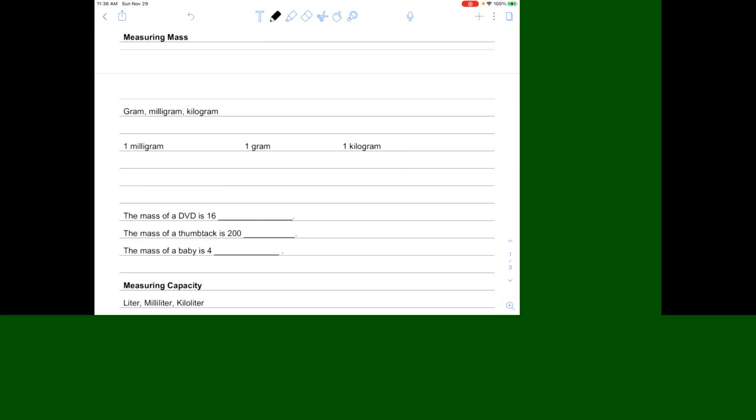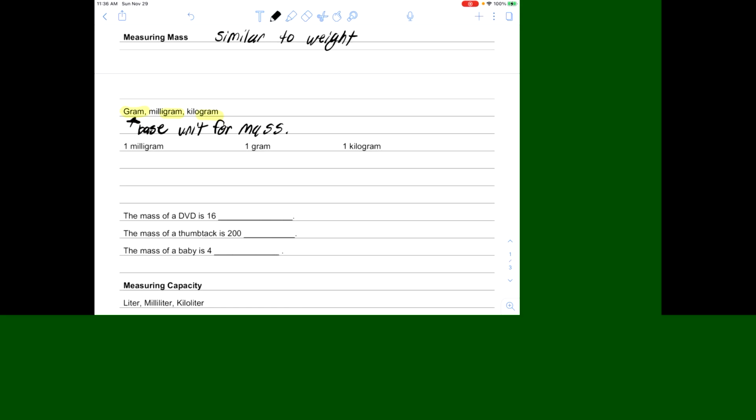Measuring mass. Mass, as we had in our definition, is very similar to weight. It's how much matter is included in the object. So to measure mass, we use the gram, the milligram, and the kilogram. As you can tell, each one of these words includes the word gram in it. So that means that gram is my base unit for mass. Okay?